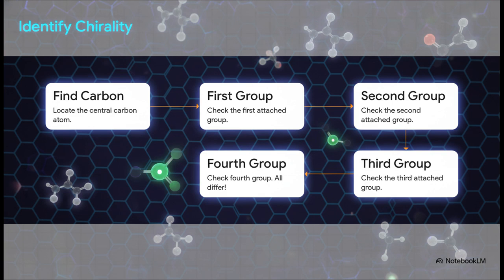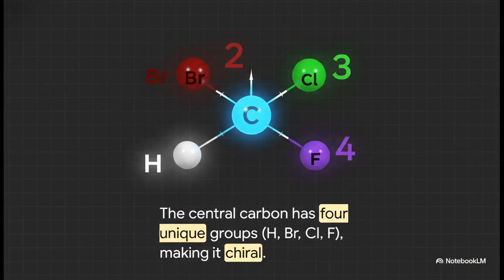Look at that, 4 totally unique attachments. Because all 4 groups are different, this molecule has absolutely no plane of symmetry. It is officially chiral, meaning it exists as 2 enantiomers. Let's quickly test this with another classic example, CHBrClF. Just look at the central carbon. What's it holding on to? A hydrogen, a bromine, a chlorine, and a fluorine. 4 completely distinct groups. Bam! That automatically guarantees chirality. It's really that simple.